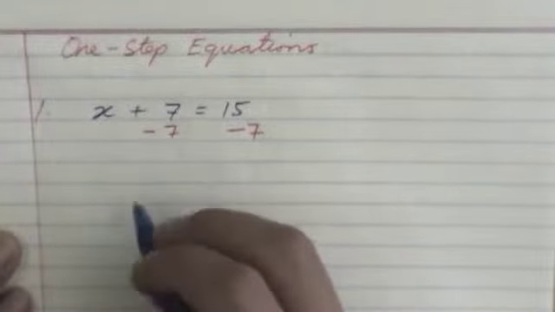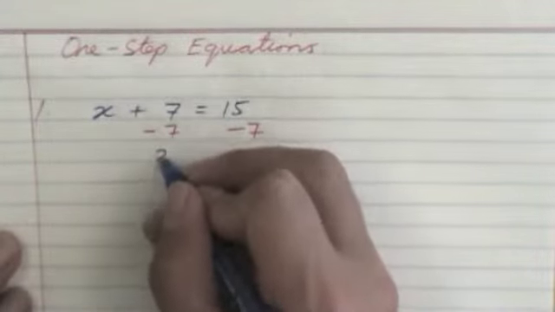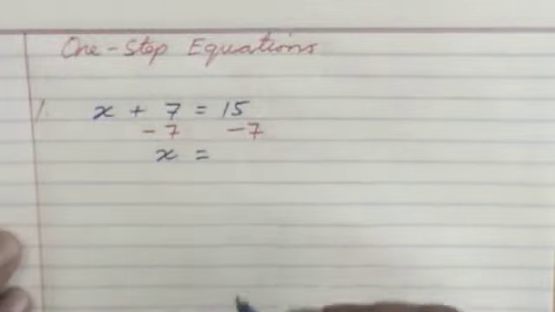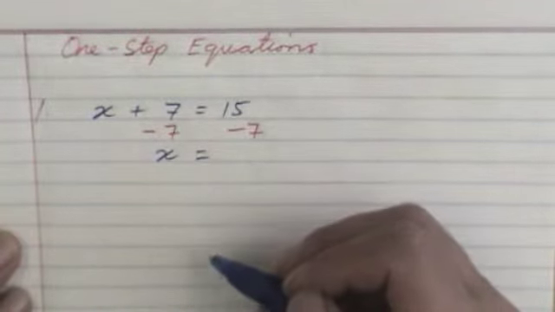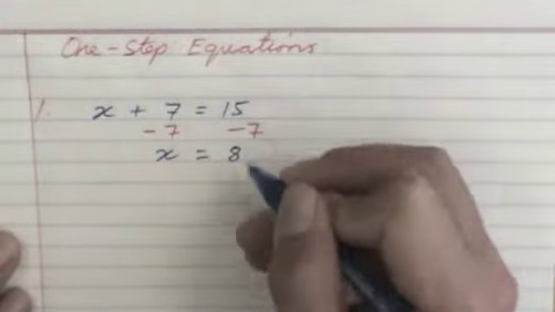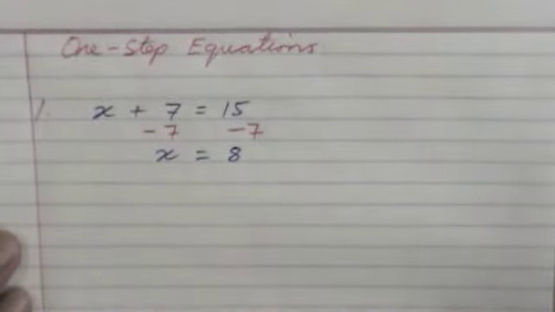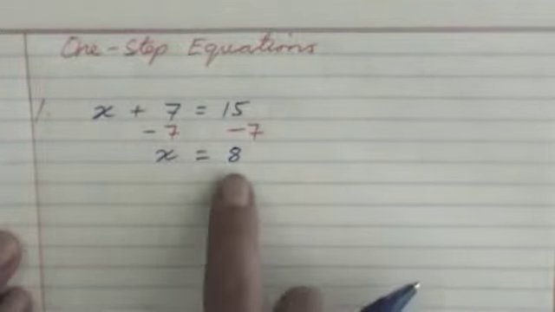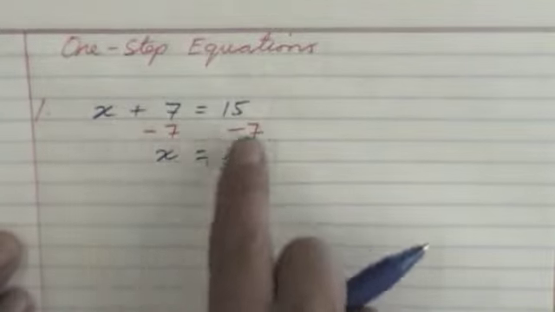X plus 7 minus 7 is equal to just x. Put our equal sign underneath our other equal sign. And 15 minus 7, that's 8. So straight away, we've solved our one-step equation. In one step, funnily enough, x equals 8. To check that we've got the right answer, we can put this value of 8 back into our original equation and see if the statement is true. 8 plus 7 equals 15. That sounds right to me. Great, let's try another one.